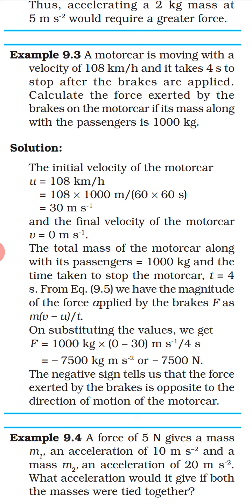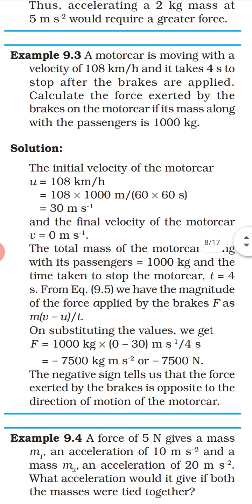We know that F is equal to m a, so m1 is equal to F upon a1. Simply we will write a1, m1, a2, m2. Force is the same for both of them, and m2 is equal to F by a2. Here a1 is 10 meters per second square and a2 is 20 meters per second square, and force is 5 Newton. So m1 is equal to 5 upon 10, that is 0.50 kg, and m2 is equal to 5 upon 20, that is 0.25 kg.